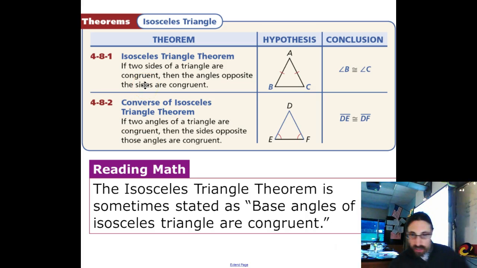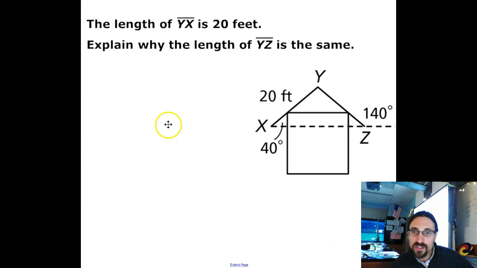So you've got these theorems in your book, and of course the isosceles triangle theorem says if the sides are congruent, the base angles are congruent. The converse of that says if base angles are congruent, then the sides are congruent. So you get these pictures and problems, and it says the length of YX is 20 feet. Explain why the length of YZ is the same. And if this angle right here is 140 degrees, what does that mean?